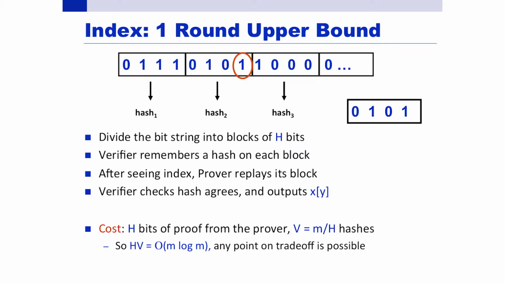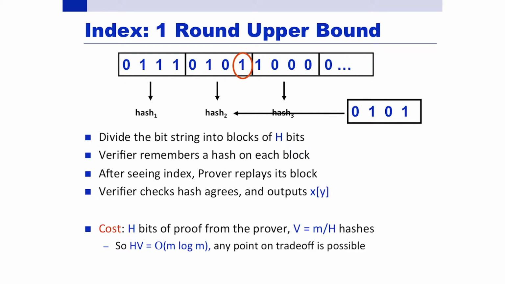this one? Well, I know the hash function, so I compute the hash of the revealed set of bits against the stored set of bits. If they agree, then I'm reasonably convinced that I'm not being lied to, and so I can extract from this set the relevant bit and output it. Okay, so what are the costs here?